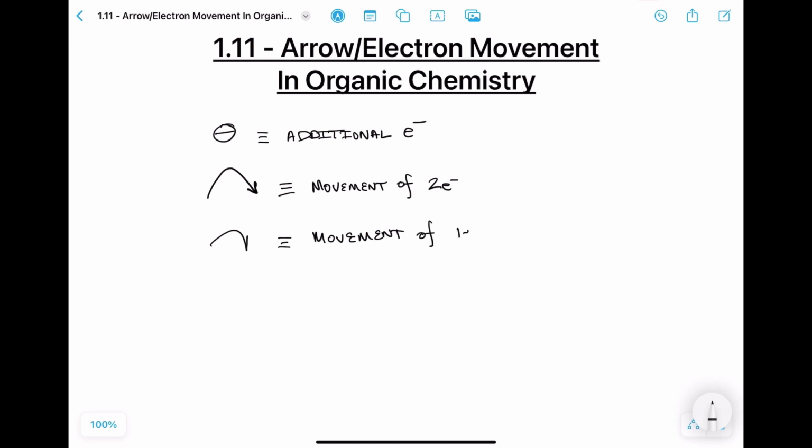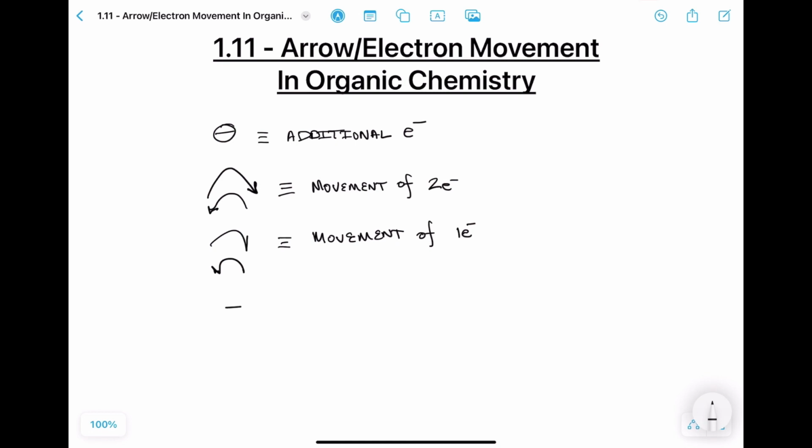A single-headed arrow is the movement of one electron. Now, this is all convention, but we have to understand what's going on when we present the symbol of arrow movement. We're moving two electrons from one place to another. And when we have a single-headed arrow, it's the movement of one electron from one place to another. They can also go in opposite directions, or in any direction, actually. But just recognize the significance: two electrons are being pushed around, or with a single-headed arrow, one electron is being pushed around.